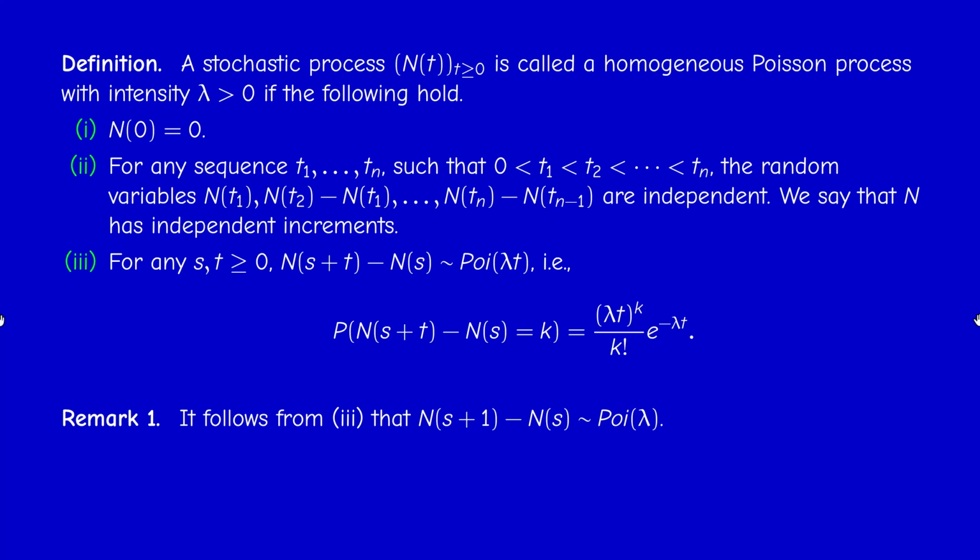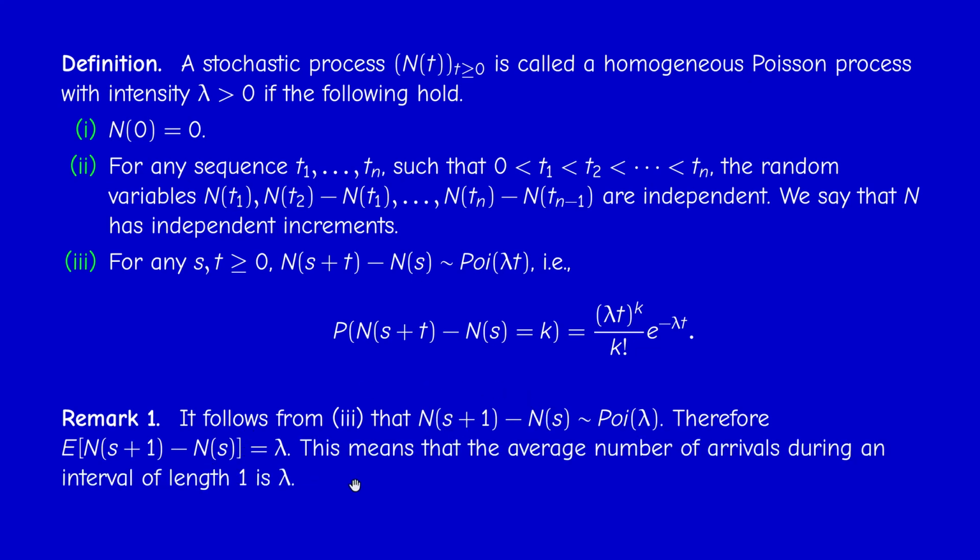In particular, if we put t equal to 1 here, then N(s+1) minus N(s) follows a Poisson distribution of parameter lambda. So in particular, the mean value or expected value of this number is just lambda. Therefore, lambda is the average number of arrivals or jumps during an interval of length 1. This is the significance of the intensity. If lambda is small, it means that few clients arrive. If lambda is big, it means that a lot of clients arrive. So this is the first remark.